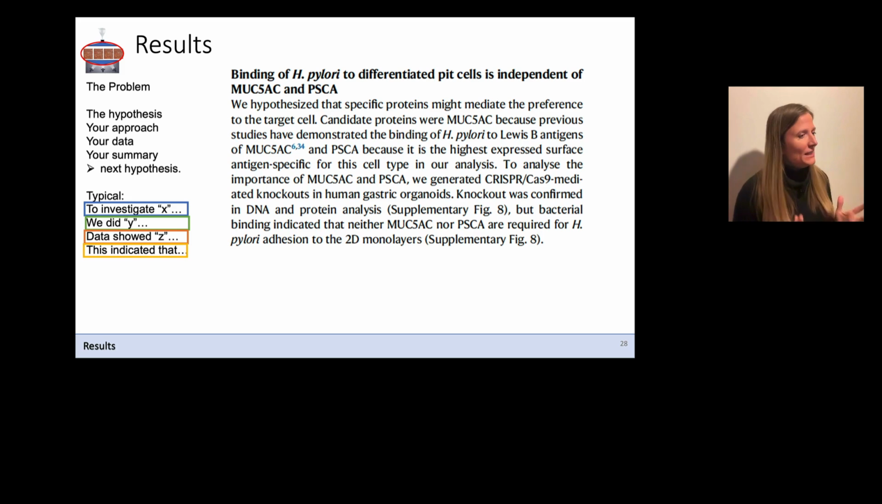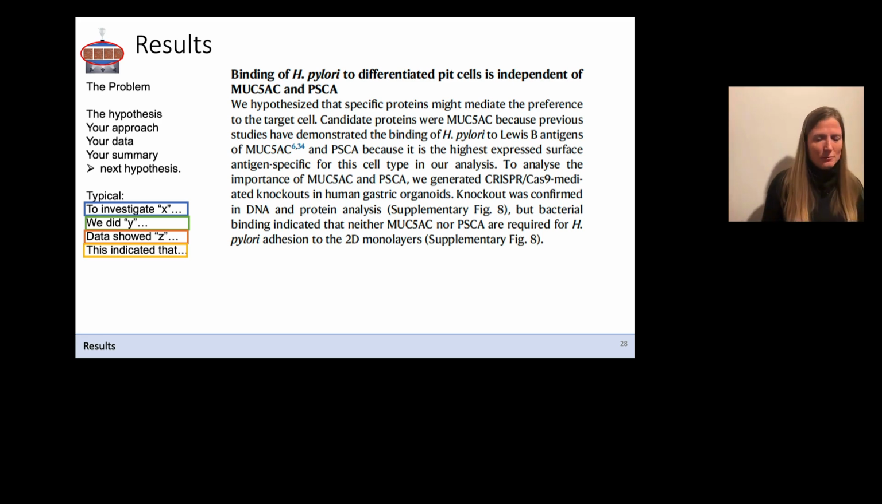I want to show you an example showing how you can break things down. Within this Helicobacter paper, there were actually several students involved as well, and I will show you one example.